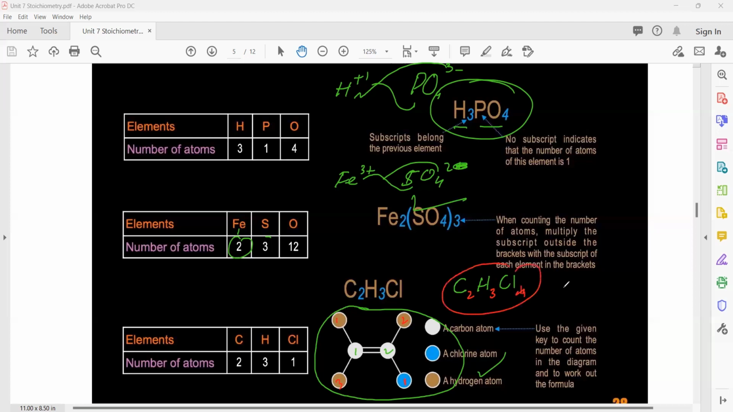No need to write 1. The formula will be C2H3Cl. So sometimes they will give you a diagram like this and a key: white means carbon, blue means chlorine, and brown means hydrogen. Then write the formula of this one. So this is another way to write a formula with the help of a diagram.